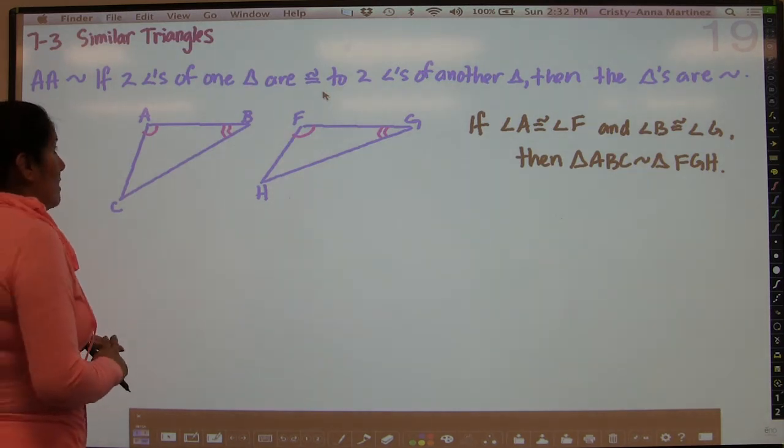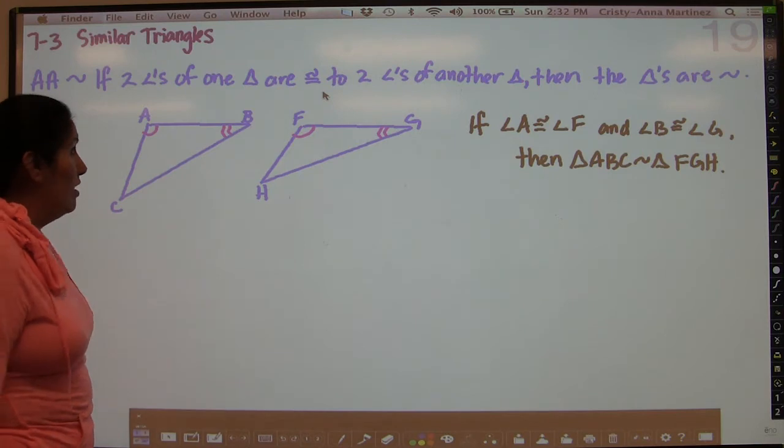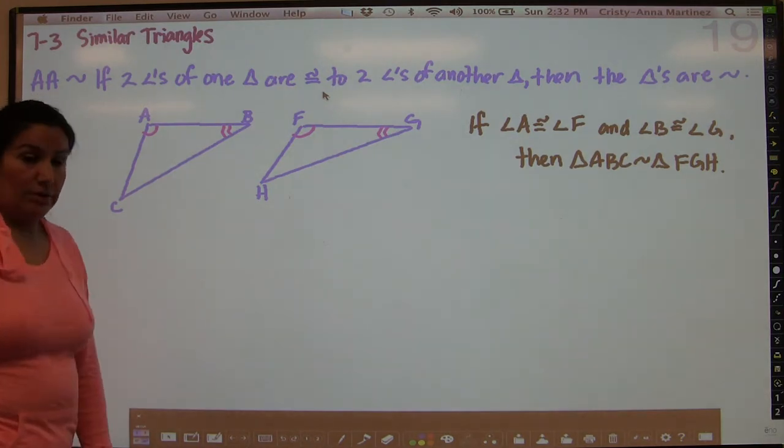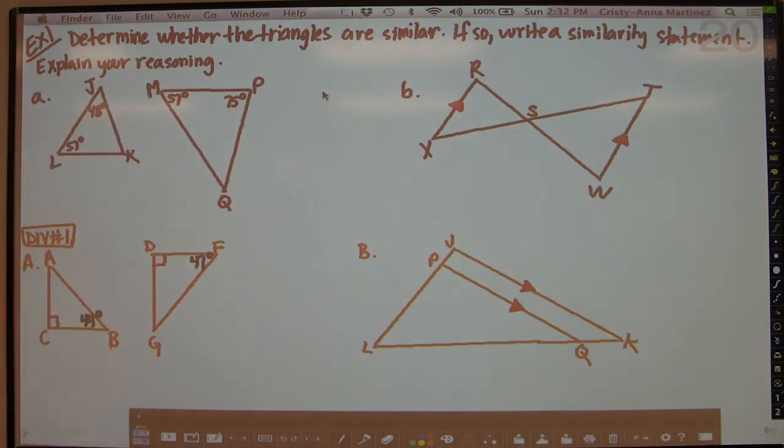If two pairs of angles from one triangle are congruent to two angles of another triangle, then basically the triangles are similar. So we have our first example, and here it is. It says, determine whether the triangles are similar. If so, write a similarity statement and explain your reasoning.